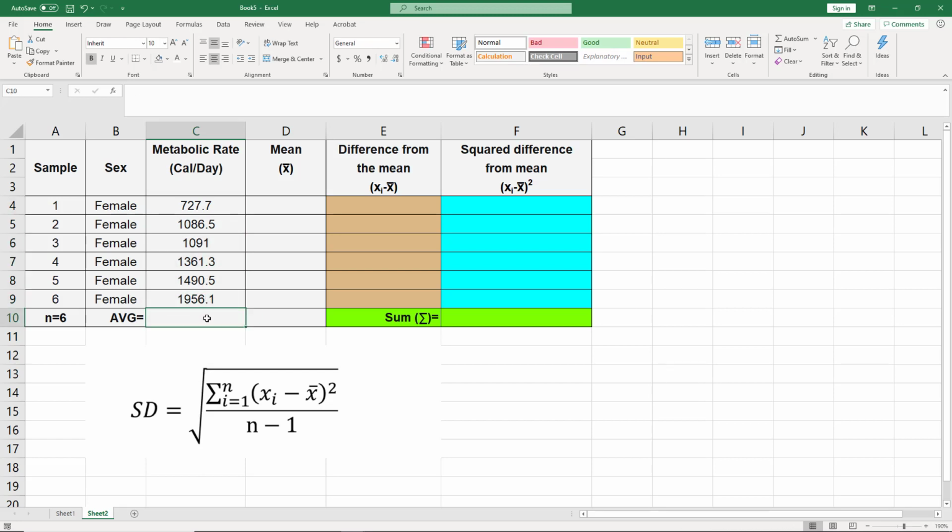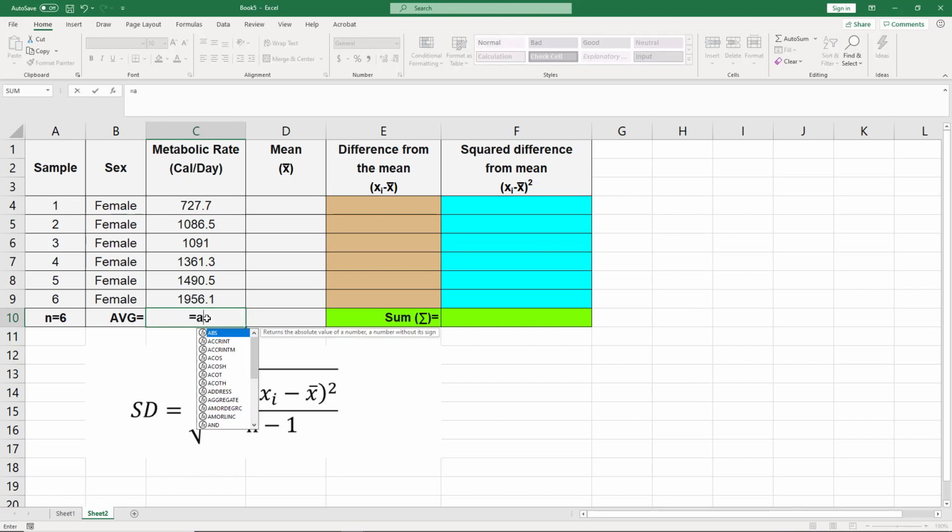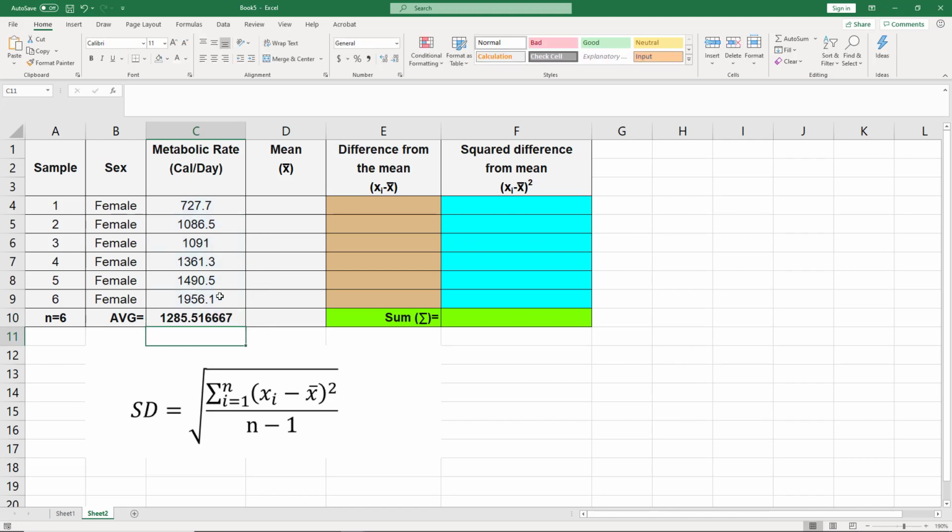You can do this with a calculator. If you're doing this in Excel, it's pretty easy as well. I'm going to create a formula. Formulas always start with an equal sign, and I'm going to average by selecting these numbers, and it's going to be 1,285.5. That's too many digits, I don't need them. I'm going to reduce this, so I'm going to leave it at 1,285.5.